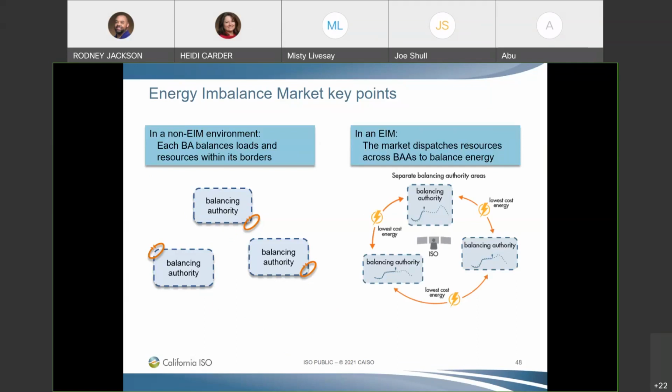But if you're part of the EIM, which dispatches resources across all the BAAs, now you have a diversity of balancing resources. You have decreased flexibility reserves, and you have more economic efficiency. And you have decreased integration costs, because the entities are still responsible for running their own BAAs. So these shared resources, and the ability to be more economical, are the driving force behind this.